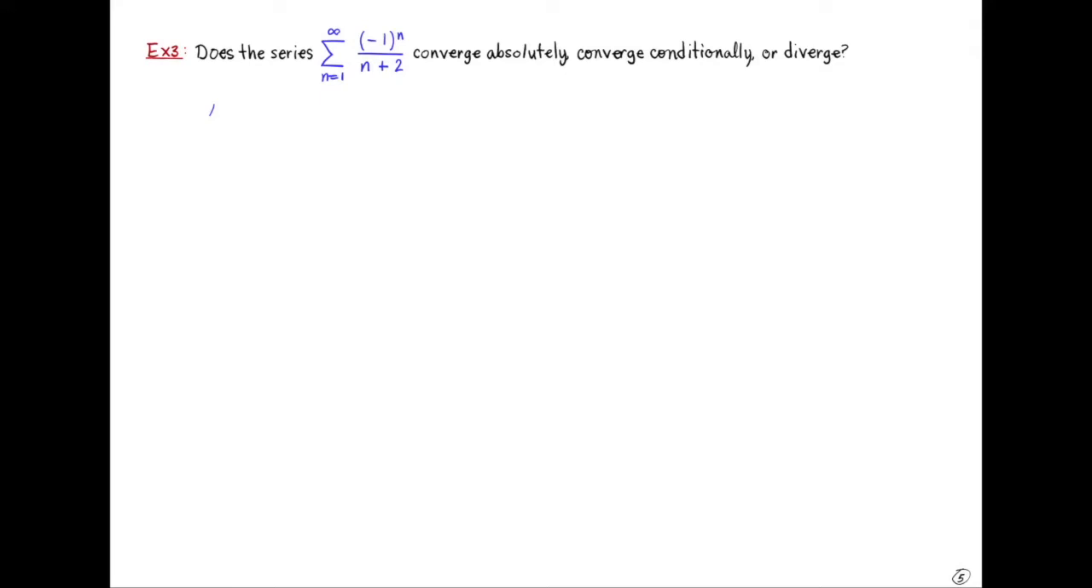In example 3, let's consider the alternating series, the sum of -1 to the n over n plus 2. And we want to know, is it absolutely convergent, conditionally convergent, or does this series diverge? So let's start with the alternating series. We know that it is alternating, and so that's a pretty good sign that we want to use the alternating series test.